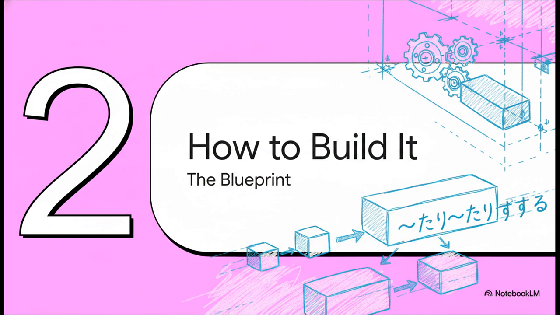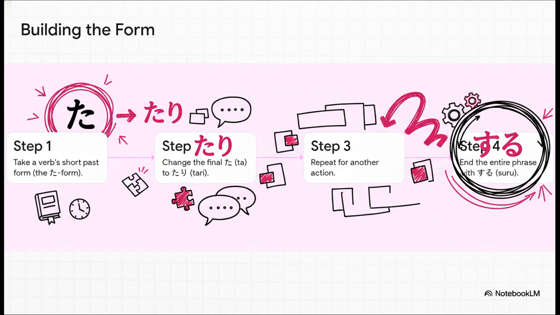So the big question is, how do we actually build this thing? Let's take a look at the blueprint. And the good news is, it's actually a super simple and repeatable formula. It's basically a four-step process, and it's really straightforward. First, you take your verb and put it into its short past form, the ta form. Step 2, you just swap that final ta for tari. Easy enough. Step 3, you just do that again for another action you want to mention. And then, step 4, and this is the most important part, you finish the whole phrase with the verb suru. That final verb, well, it's basically the master switch for the whole sentence.